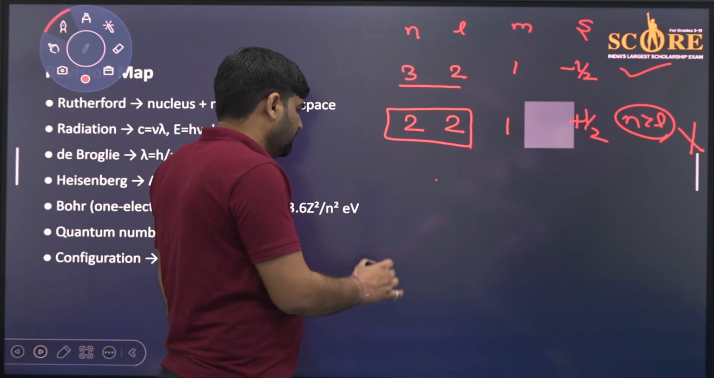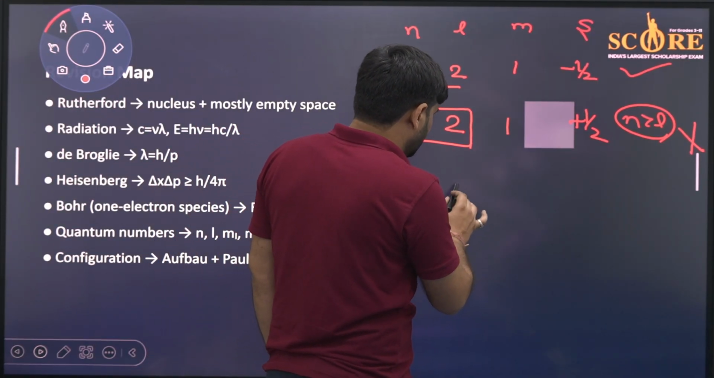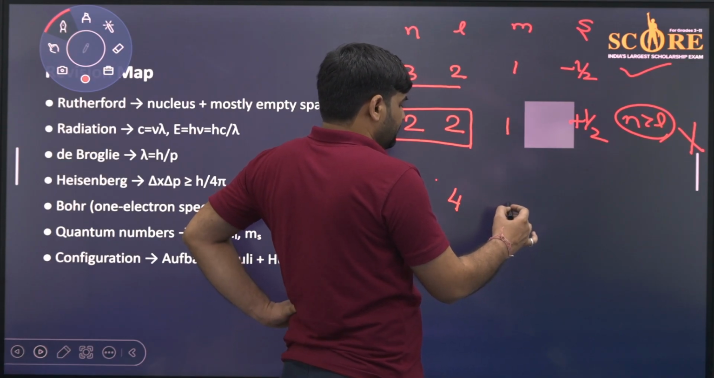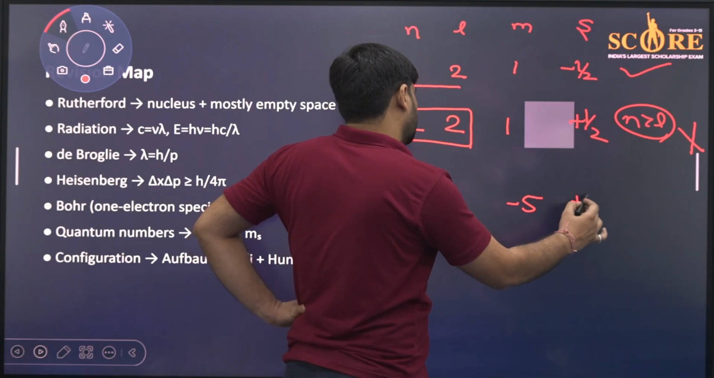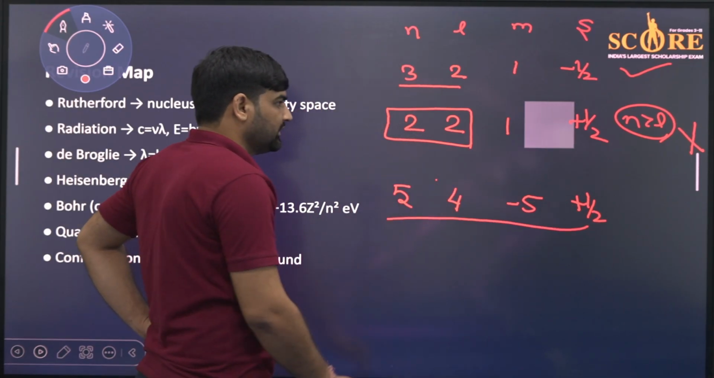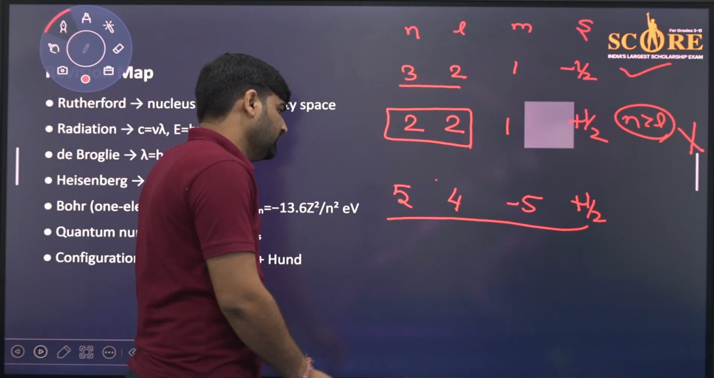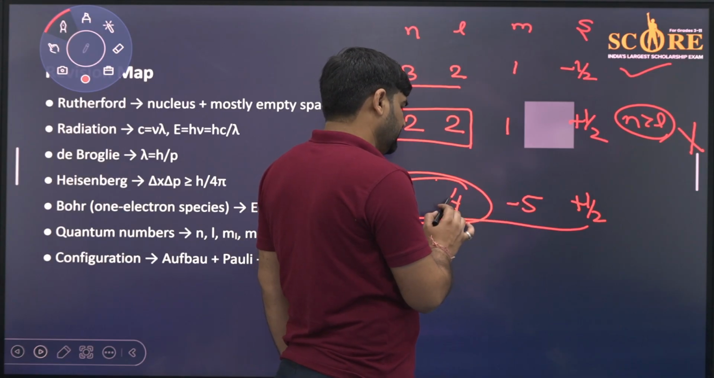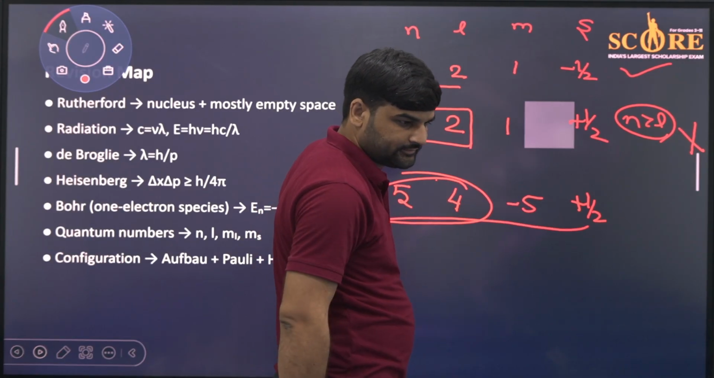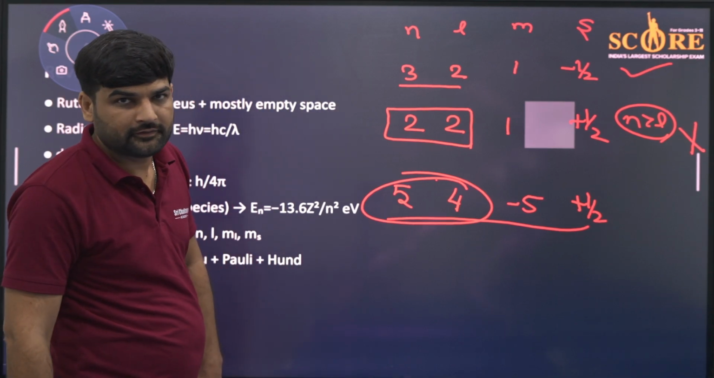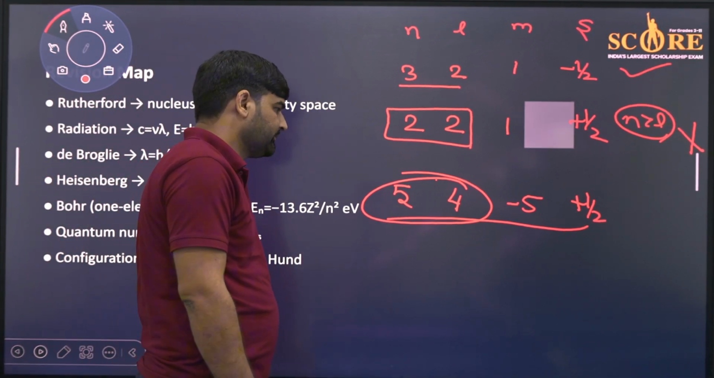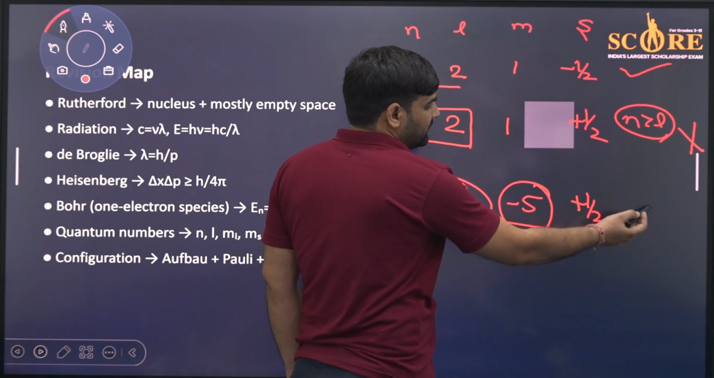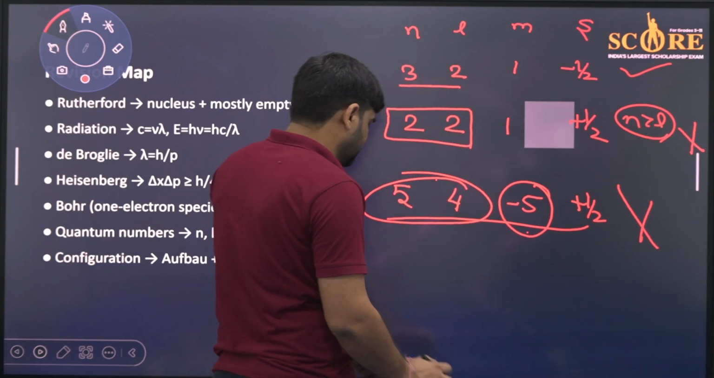Now, the principal quantum number is 5, then 4, then minus 5 and plus half. This quantum number set is also incorrect. Why? n is greater than l, no issue, but m always goes from minus l to plus l. So m is not matching, and this quantum number set is also incorrect.